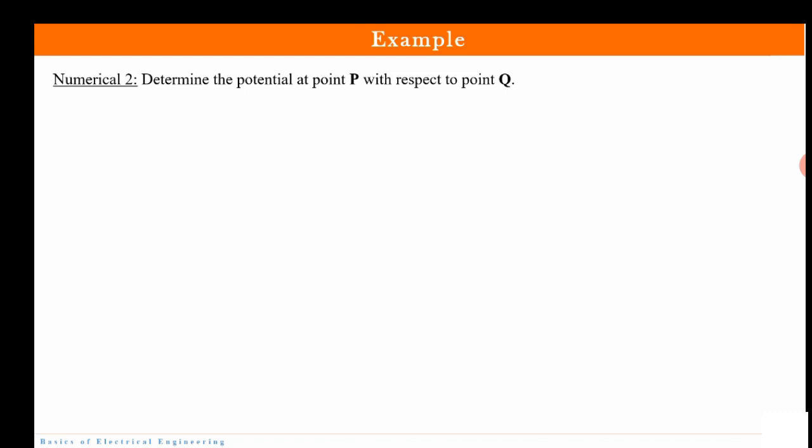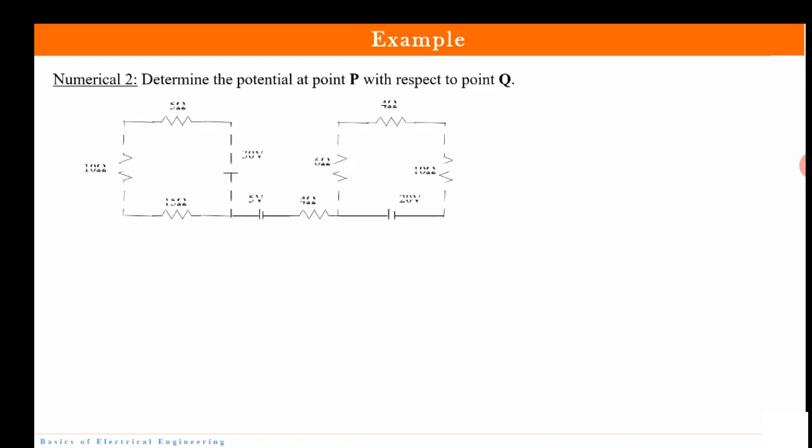Now let us go to the second numerical and we will understand how to solve it. So this is going to be a step ahead. So this is how the circuit looks like. Okay. Now here you need to determine the potential at point P and Q. Okay. Where are potential P and Q? Fine. So the points P and Q are specified.